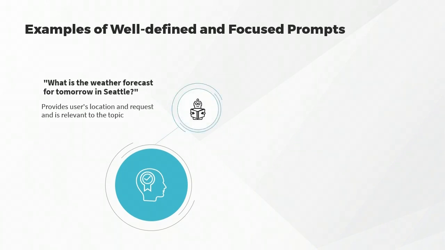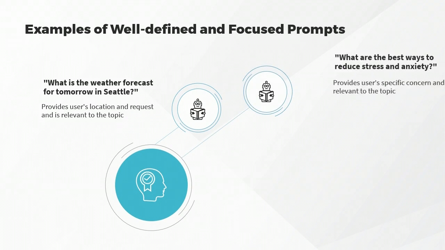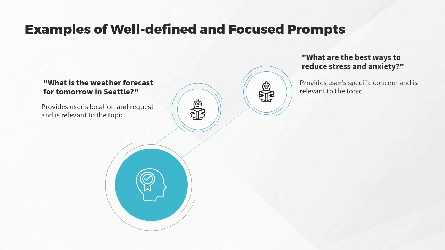Here are some examples of well-defined and focused prompts. What is the weather forecast for tomorrow in Seattle? This prompt is clear, well-defined, and contextual, providing information about the user's location and request, and is relevant to the intended topic. What are the best ways to reduce stress and anxiety? This prompt is contextual, providing information about the user's specific concern, and is relevant to the intended topic.